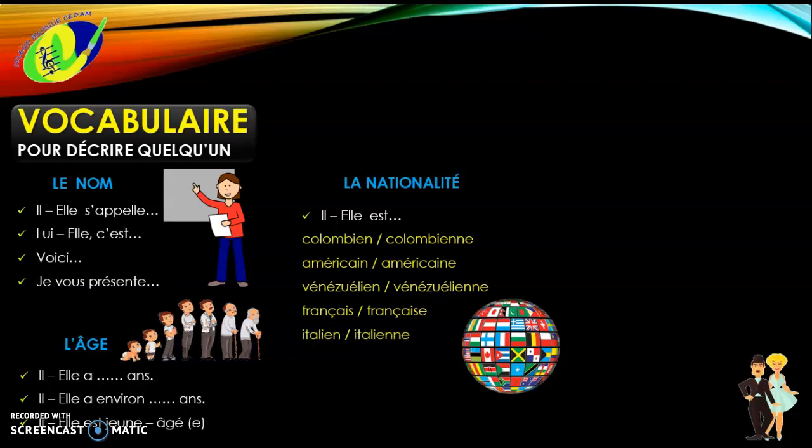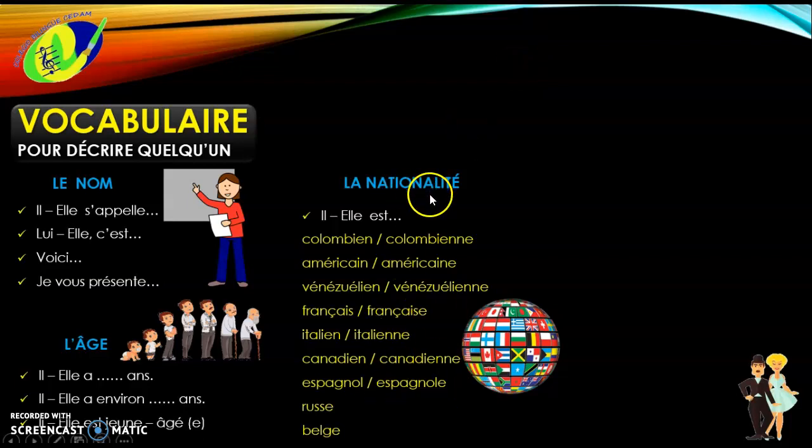Il est italien, elle est italienne. Il est canadien, elle est canadienne. Il est espagnol, elle est espagnole. Il est russe, elle est russe. Il est belge, elle est belge. In this case, it's the same for feminine and masculine. Of course, if you are going to describe a celebrity, a famous character with a different nationality, of course you can do it. The idea is that you understand that you have to start the phrase using il est or elle est and then the nationality.